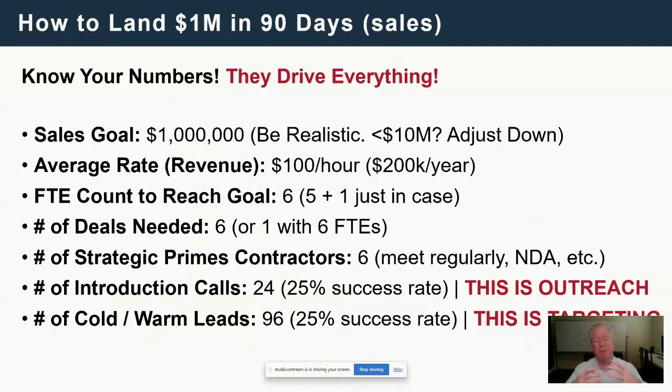If you have business developers and capture managers in your company, then this is exactly what they should be doing. And this is not a lot of time. You could do this whole activity in a couple hours a day and still do a whole bunch of other stuff. Okay, so if you're tracking on this, the first thing you need to do in order to land $1 million in 90 days, or whatever your realistic goal is in 90 days, is know your numbers. Put that in the comment or chat.